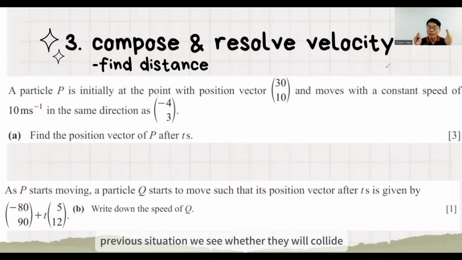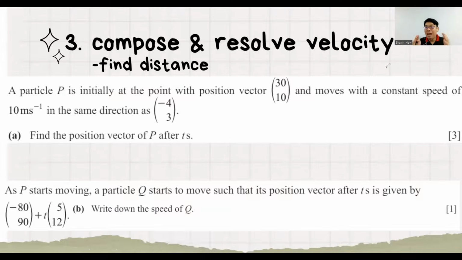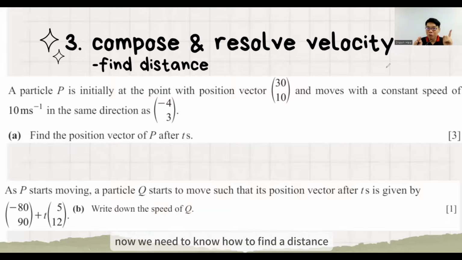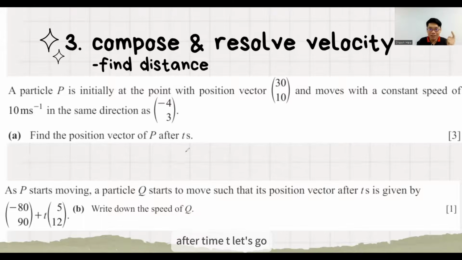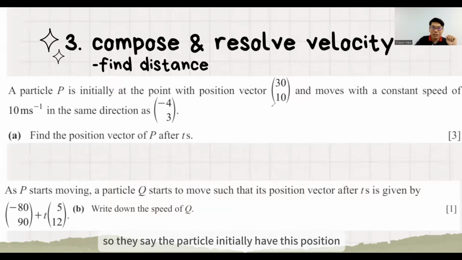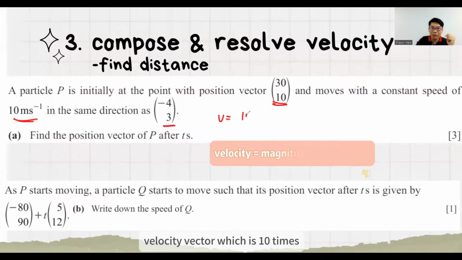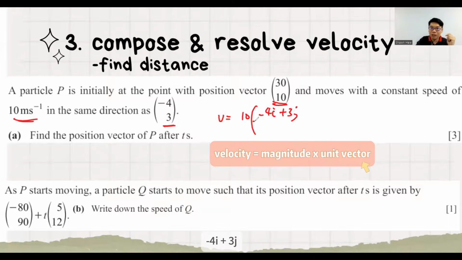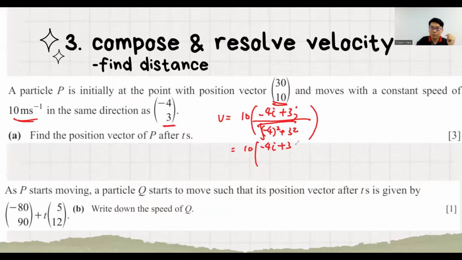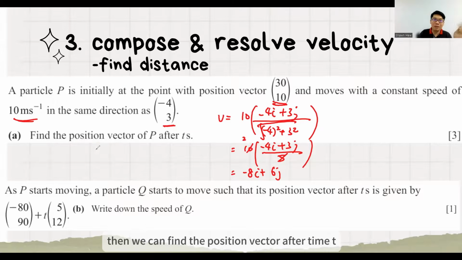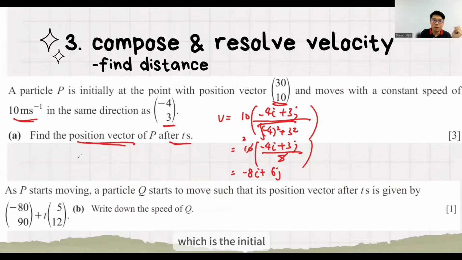In the previous situation, we saw whether they will collide, which means their position after time t will be the same. Now we need to know how to find the distance. The front part is everything the same. We need to find the position of p and q after time t. Let's go. They say the particle initially has this position and moves at a constant speed with the direction. So we need to find the velocity vector, which is 10 times minus 4i plus 3j. Then we can find the position vector after time t, which is the initial plus vt.